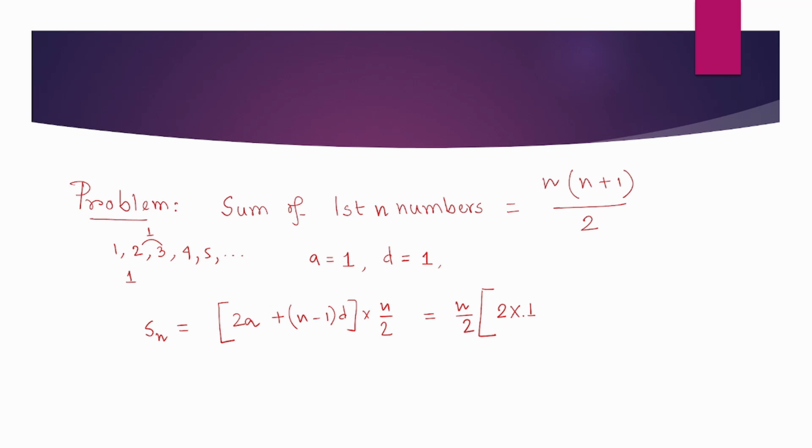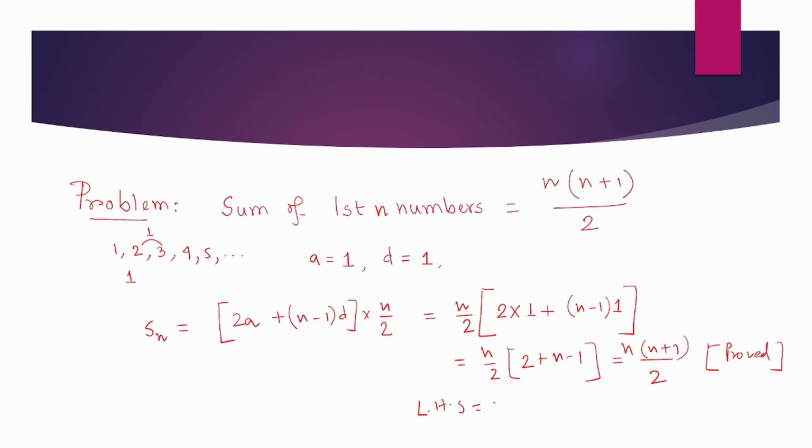So 2 into 1 plus n minus 1 times D. What is the value of D here? D is 1. So hence we get n by 2 times 2 plus n minus 1, right? Which is nothing but n times n plus 1 by 2. Hence this is proved. You can see this is exactly matching with this RHS. So the left hand side equals the right hand side and hence proved. So this is how we can calculate this.